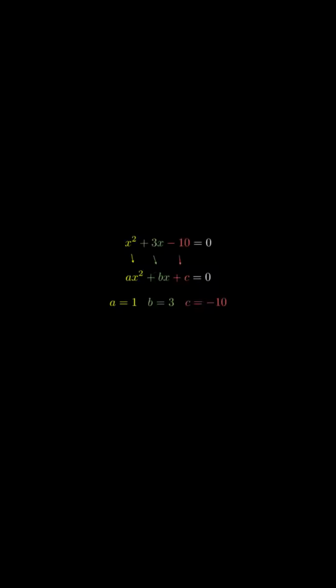Now that we've identified our equation as a quadratic and determined its coefficients, we're ready to apply solving methods. These coefficients, a equals 1, b equals 3, and c equals negative 10, will help us find the x values that satisfy our original equation. The quadratic formula is our go-to method for solving any quadratic equation in the form ax squared plus bx plus c equals 0. This formula gives us the exact values of x that make the equation true.